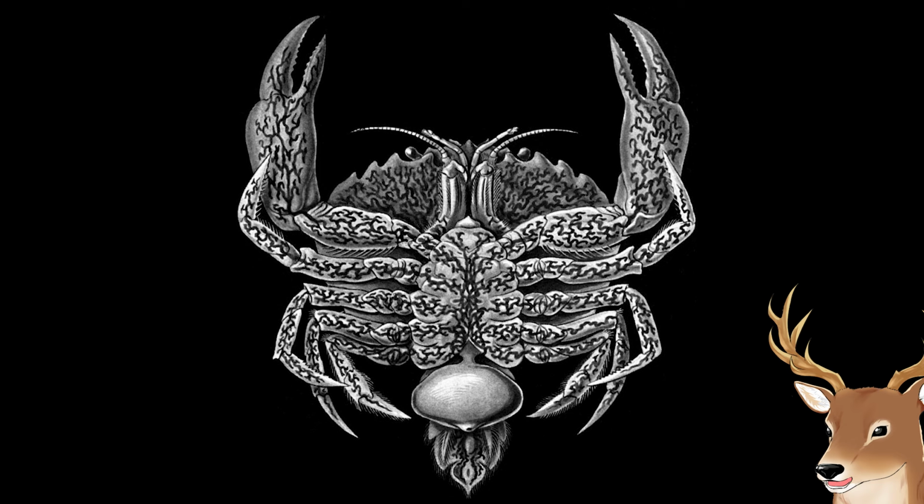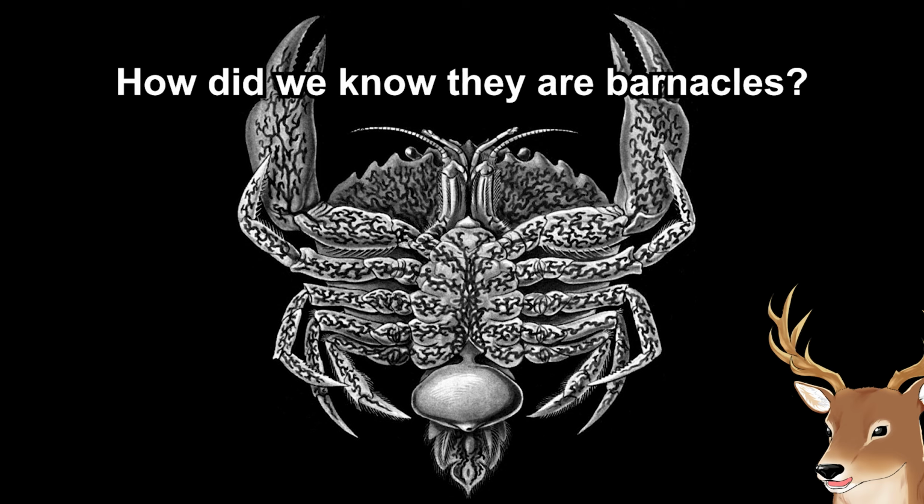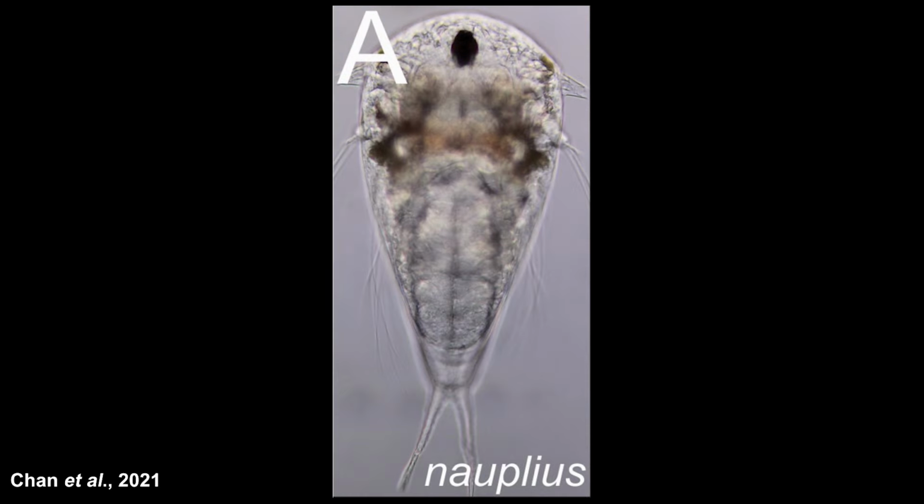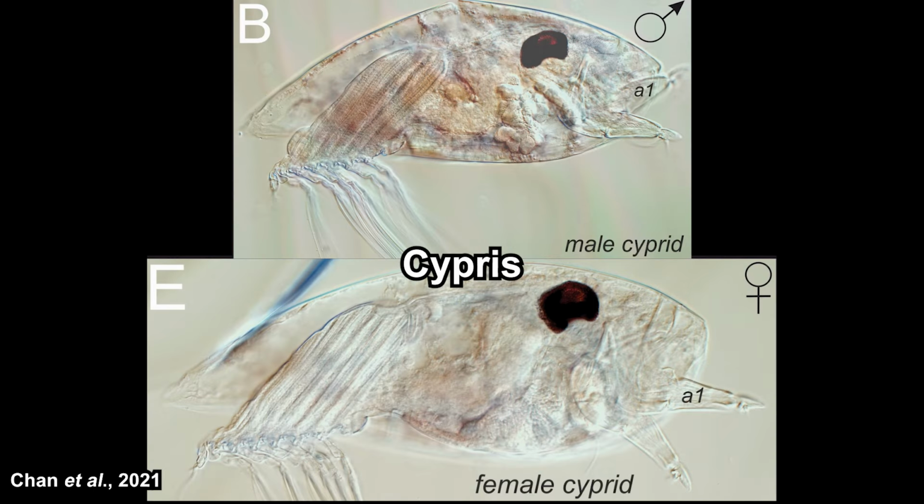So let's talk about the previous question. How did we know they are barnacles before the molecular analysis era? Well, that's because their early larval stages are basically the same as other barnacles. After hatching, they live as a free-swimming larva called nauplius. These larvae don't eat. They don't even have a mouth. After several molts, they turn into the second larval stage, which is the cypris or cyprid, whichever is easier for you to say. To this point, it's the same as other barnacles.